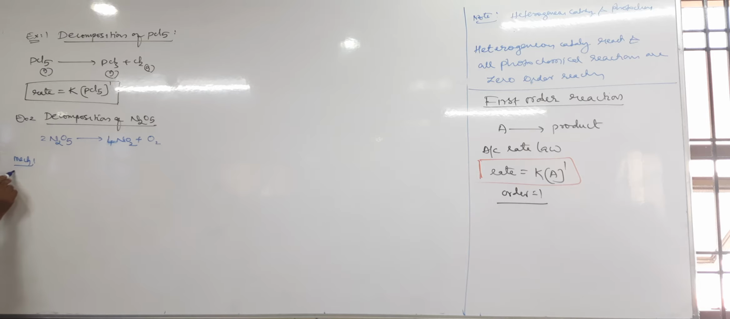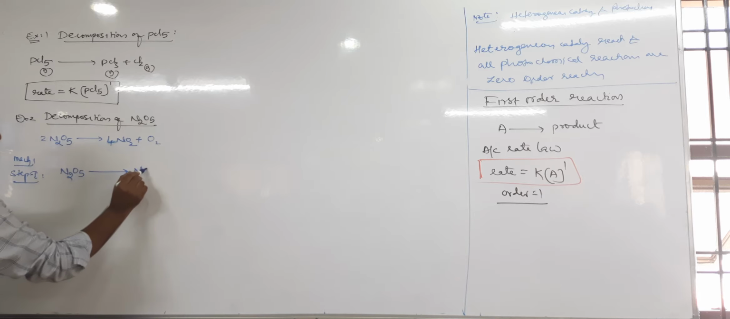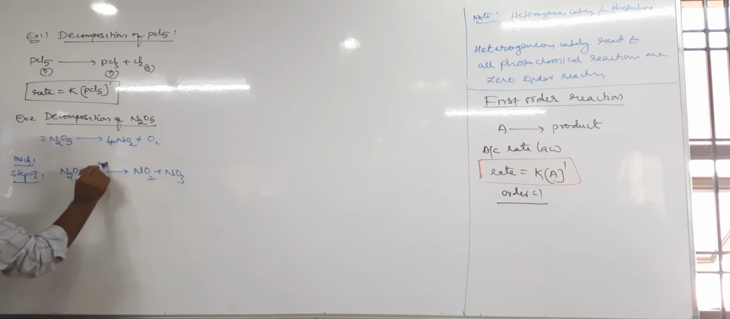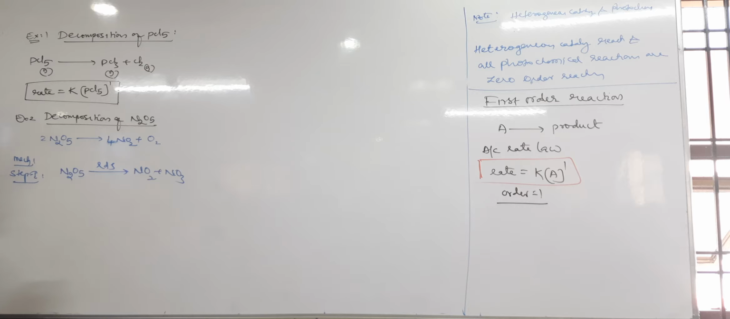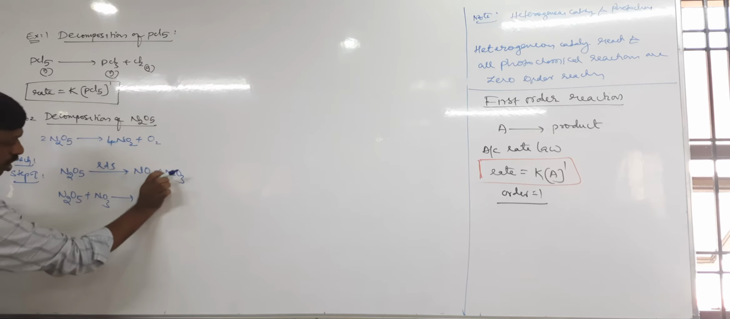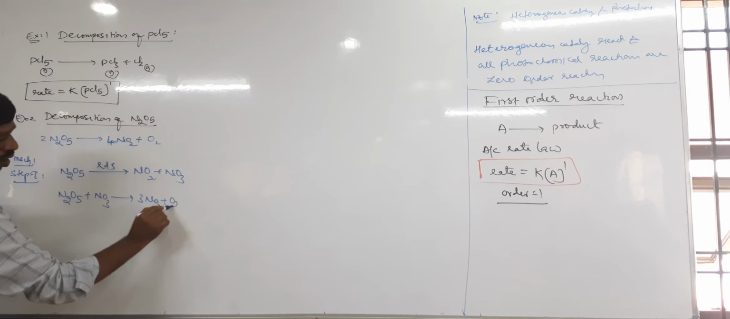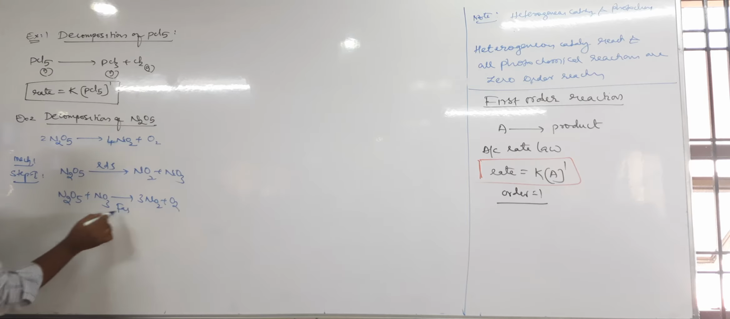Mechanism is step 1. In step 1, one molecule of N2O5 gives rise to NO2 plus NO3. This is a slow step, RDS, rate determining step. And in the second step, another N2O5 combines with NO3, it forms 3 NO2 plus O2. This is a fast step.